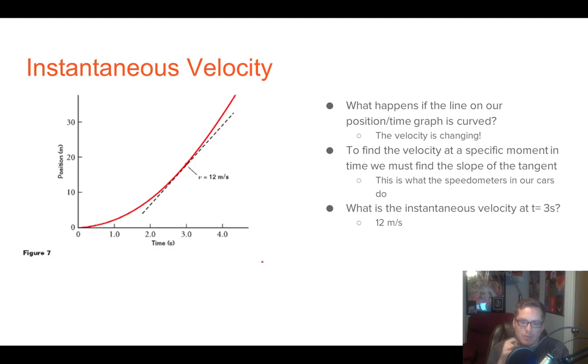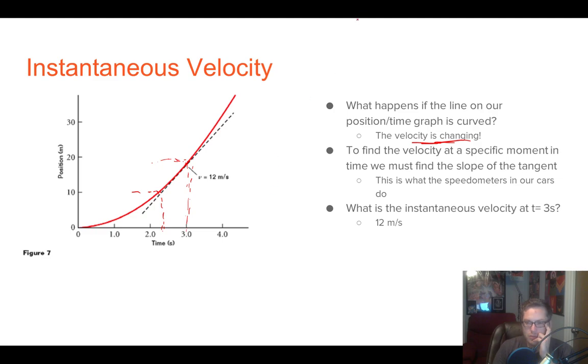In this graph, notice that our position graph is curved. When he got to 10 meters, it was somewhere between 2 and 3 seconds, like 2.3 seconds or something. But when he got to 20 meters, he was a lot closer to 3. So his velocity is not constant because it's curved. The velocity is changing. In order to find the velocity at a specific moment, we have to find the slope of the tangent.